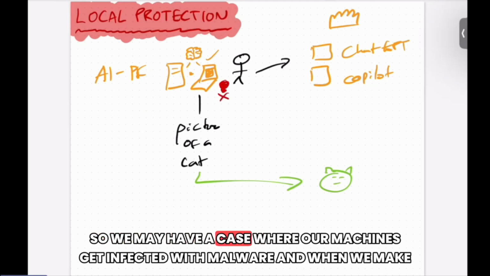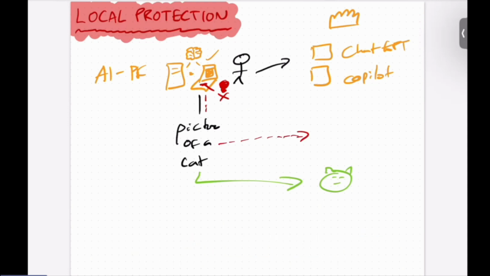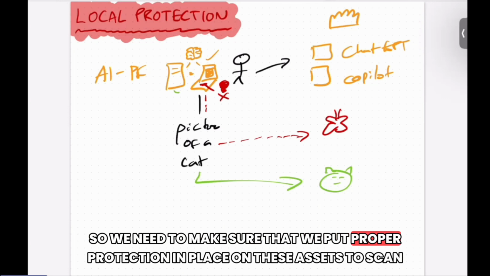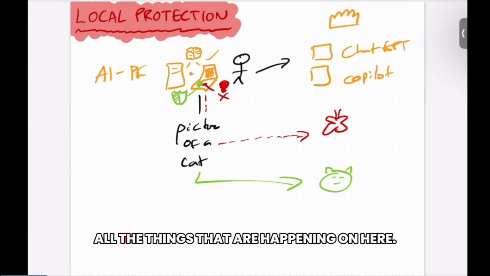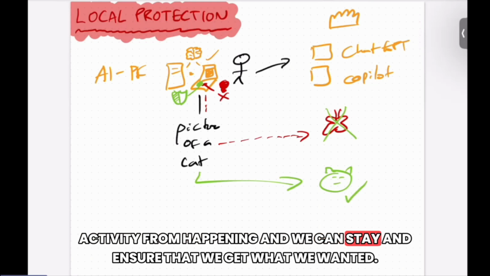So we may have a case where our machines get infected with malware, and when we make this request, instead of getting what we wanted, we get something else. Perhaps it's a picture of a butterfly, which is not what we asked for. So we need to make sure that we put proper protection in place on these assets to scan all the things that are happening on here. And when we make this request, we can stop any nefarious activity from happening, and we can ensure that we get what we wanted.